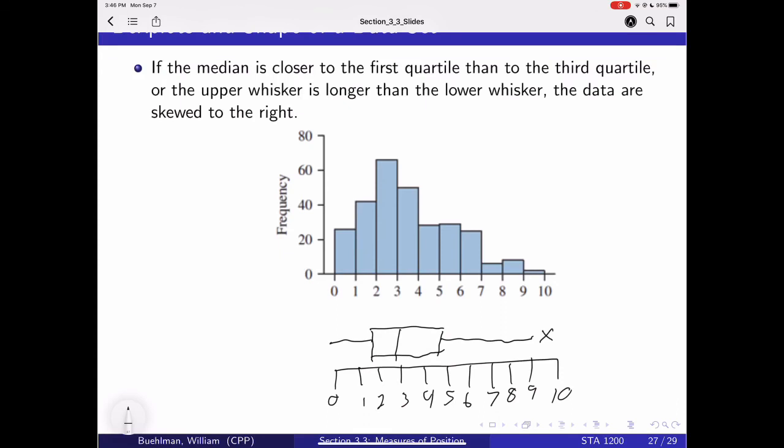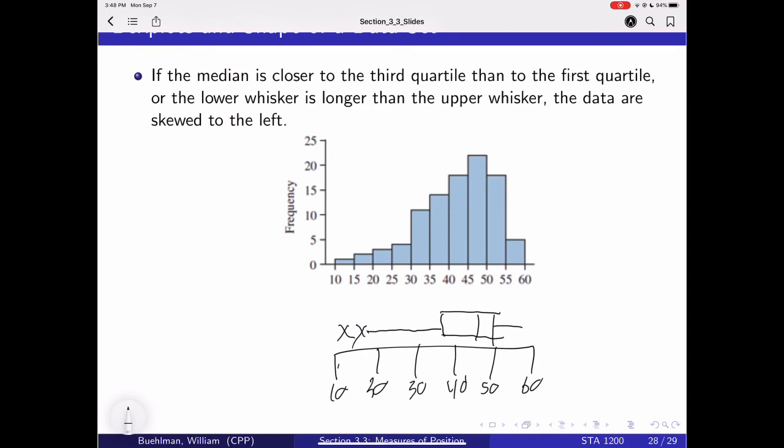Here's a box plot, and here's some shapes of the data we can get from these box plots. If the median is closer to the first quartile than the third quartile, or the upper whisker is longer than the lower whisker, the data is said to be skewed to the right. So here's data right here. We see the bulge right here, and then it tails off to the right, so that's skewed to the right. And below it right here is roughly what the box plot for a skewed to the right data set may look like.